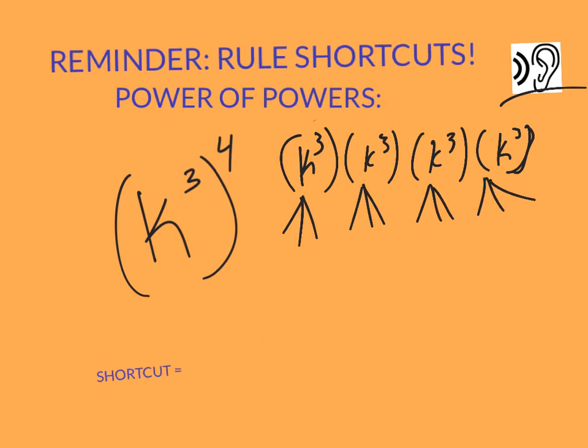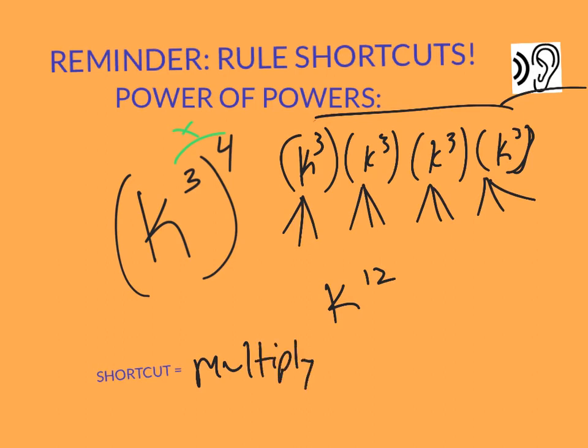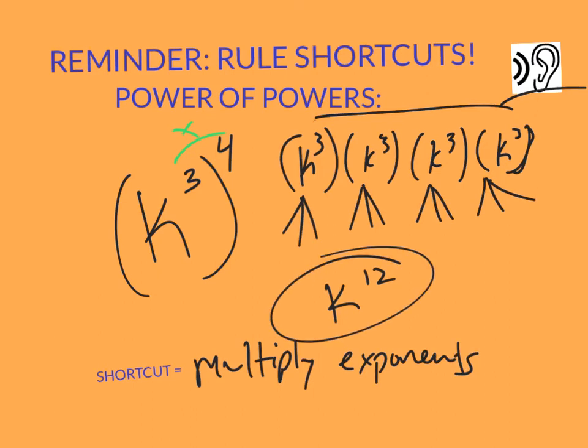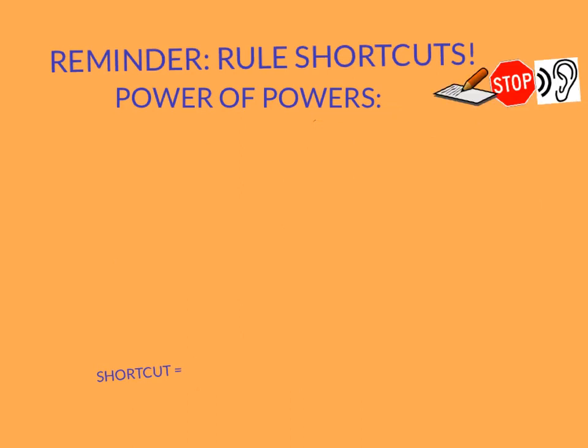So now if I have k to the third to the fourth, I'm really looking to see how many total k's do I have. Well, I have 4 sets of 3 k's, so that's 12 k's in total. So my shortcut was to multiply my exponents when I have a power raised to another power, because I'm just making different groups of that original exponent. So my shortcut was to multiply when I have powers of powers. We'll see an example now with negatives.